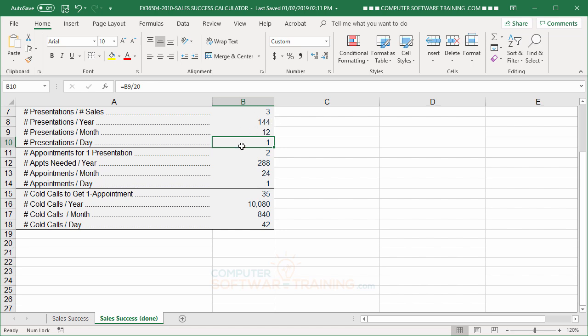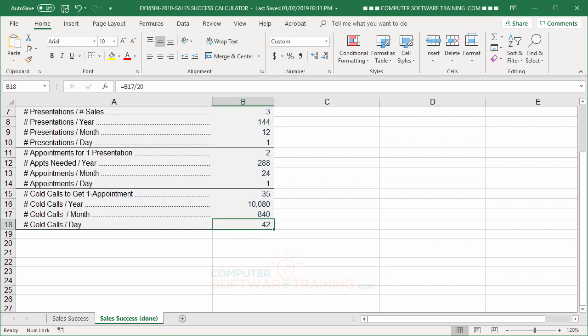Based on all of our numbers up here, we're taking the number of appointments per year and the cold calls per appointment. It comes out to about 10,000. So we're taking B15 times B12, which is this number here, that gives us this one right here. That's pretty wild. That means 840 per month, and that's not too bad. That's 42 calls a day.